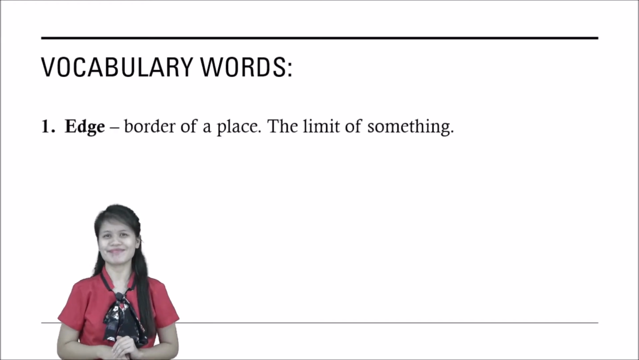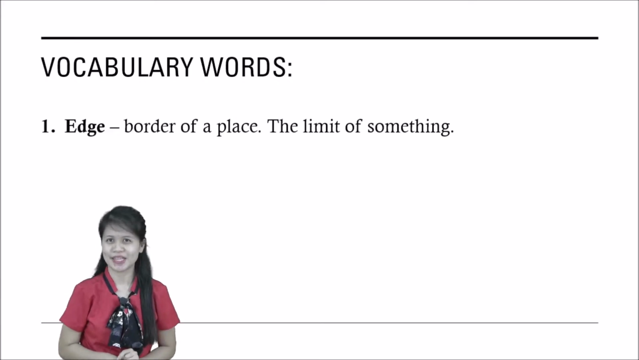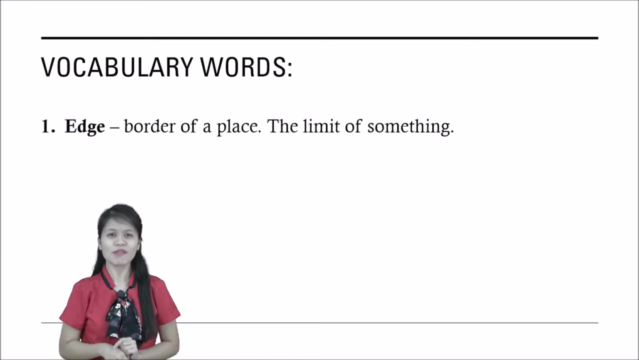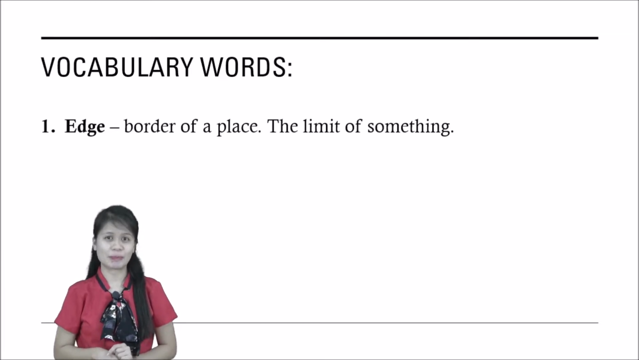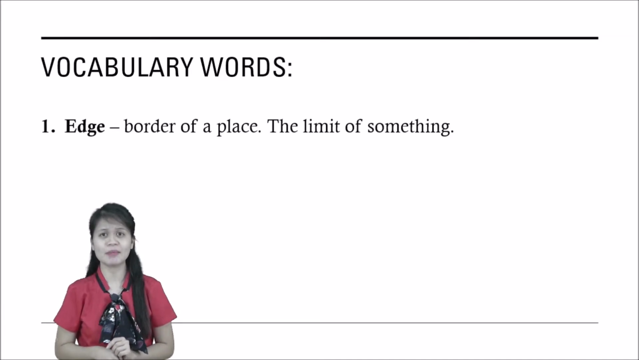Number 1. Edge. The first word is edge. Repeat after me. Edge. The meaning of edge is border of a place, like seashore. The limit of something. The edge of the table or the end of the table.